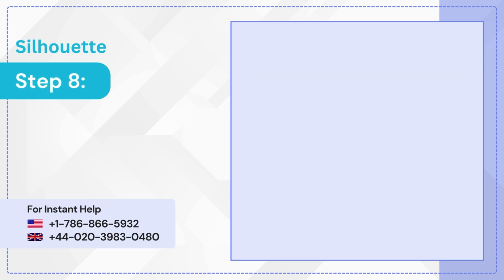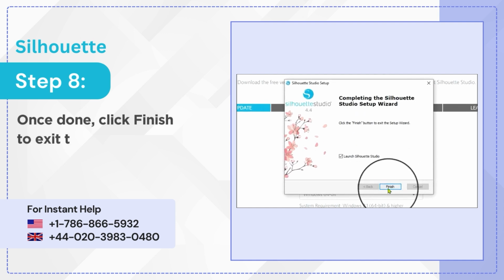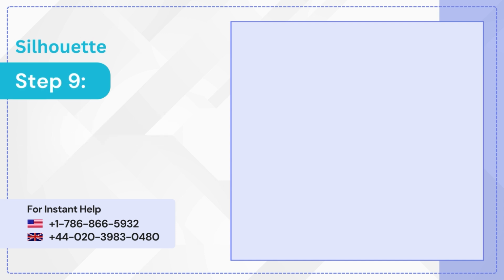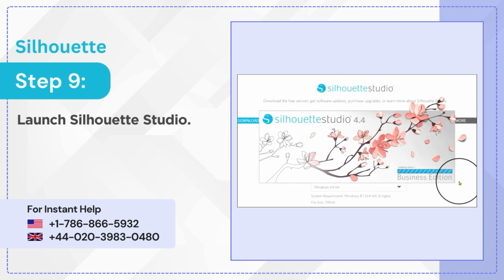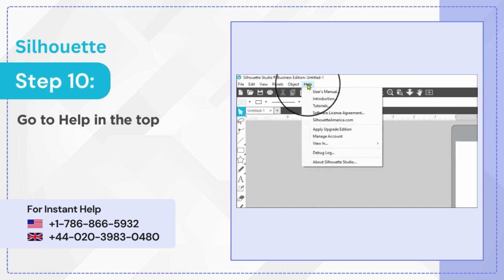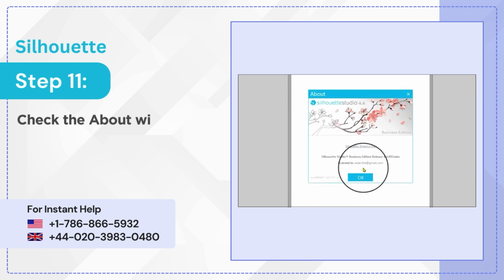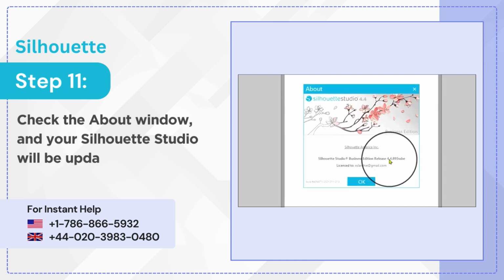Step 8. Once done, click Finish to exit the Setup Wizard window. Step 9. Launch Silhouette Studio. Step 10. Go to Help in the top bar and select About Silhouette Studio. Step 11. Check the About window and your Silhouette Studio will be updated to the latest version.